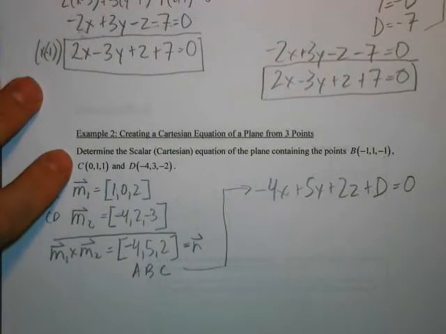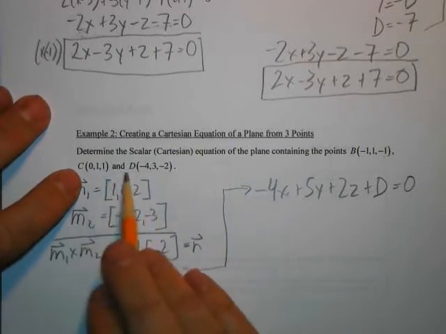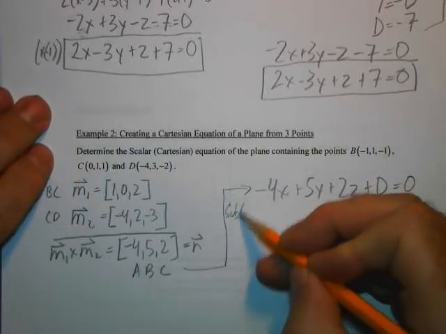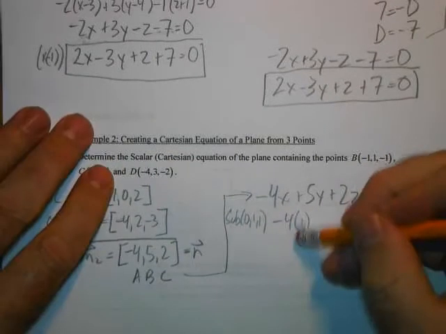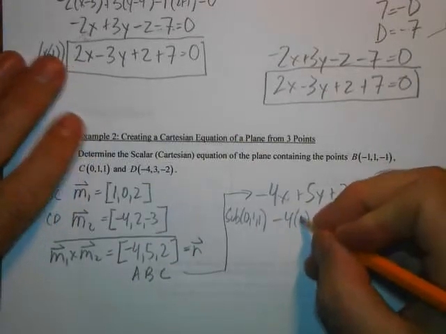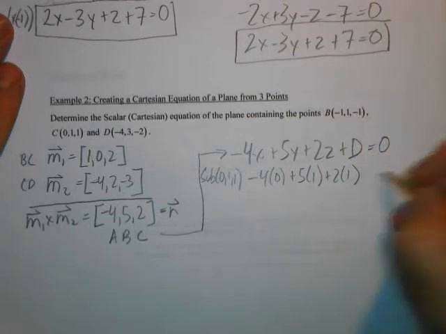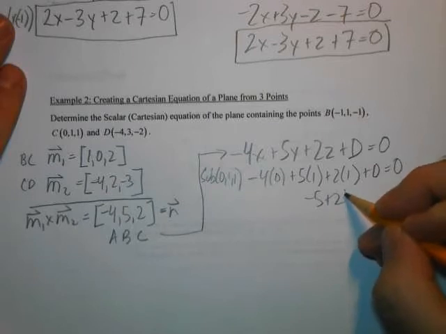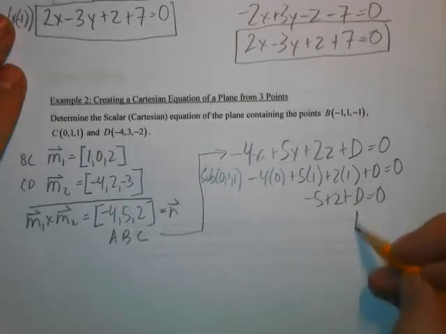And I have a choice of 3 points I can plug in to get my d value, and it will all give you the same d value, so don't worry about picking the easy one. I'm going to pick C. So I'm going to sub in 0, 1, 1. So -4 times 0 plus 5 times 1 plus 2 times 1 plus d equals 0. So I get 5 plus 2 plus d equals 0. And that works out to 7 plus d, so d is equal to -7.